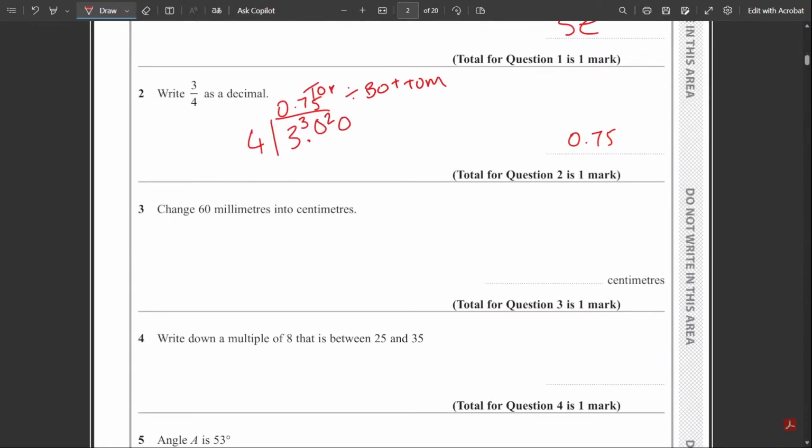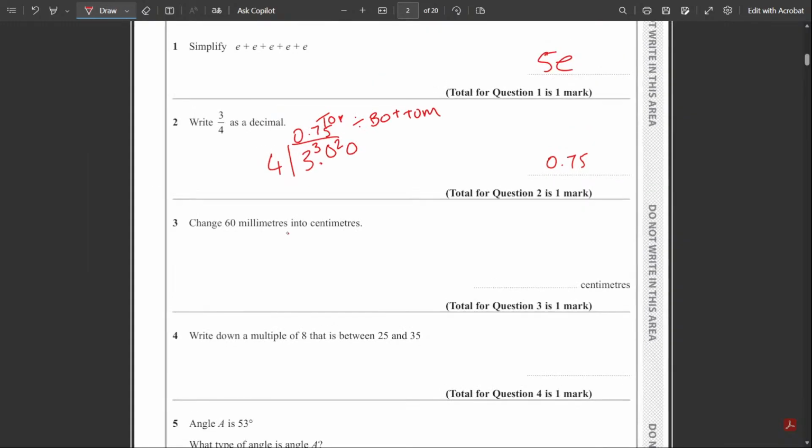60 millimeters into centimeters. You multiply or divide, whichever way you want to look at it. 1 centimeter is equal to 10 millimeters. So when you go from centimeters to millimeters, we multiply by 10, but we're going from millimeters to centimeters, so we divide by 10, and that should get you 6 centimeters.